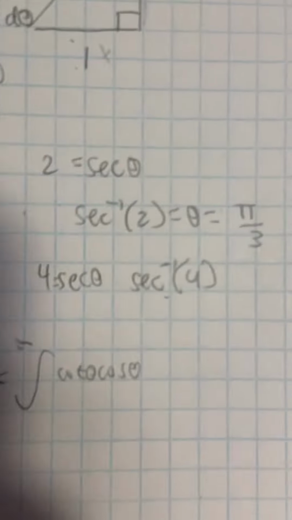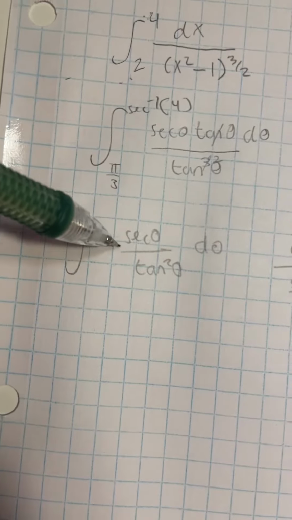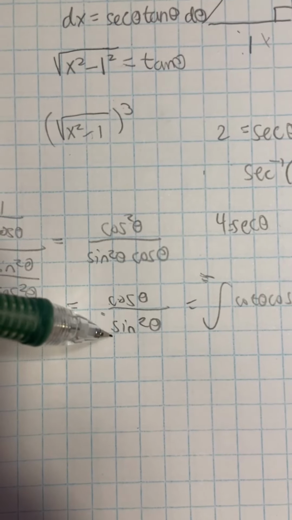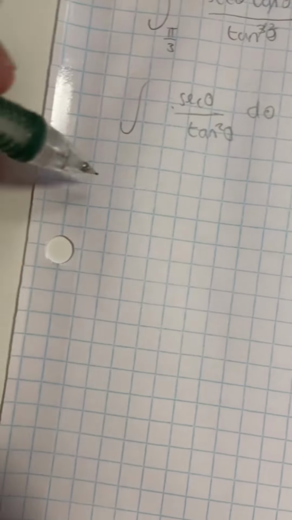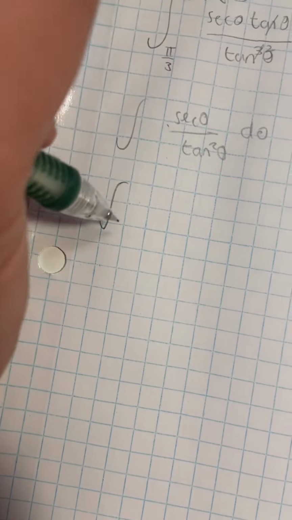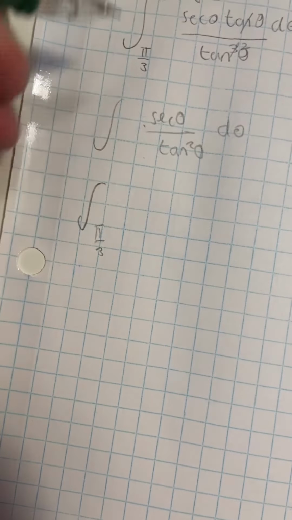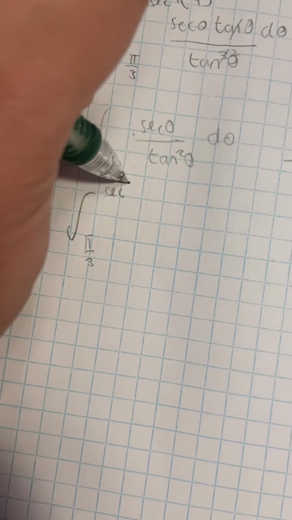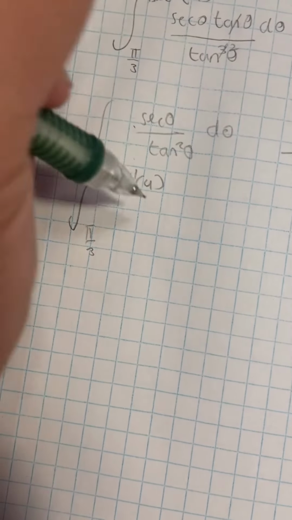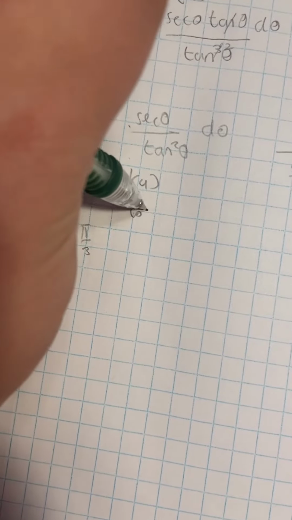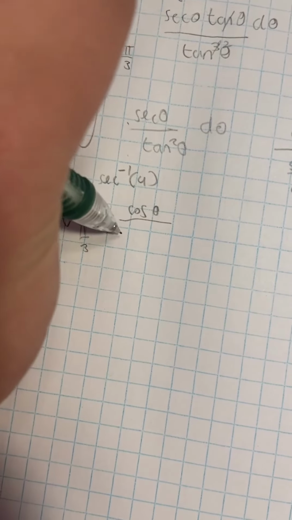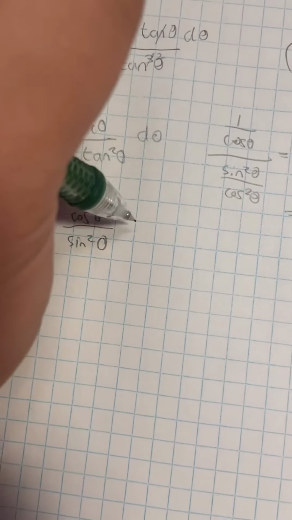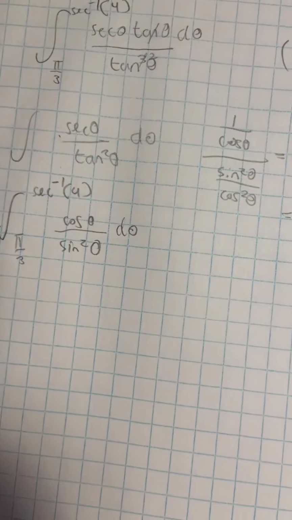So anyhow, we know we originally had secant theta over tan squared theta. It breaks down to cosine theta over sine squared theta. So we're going to rewrite this now in those terms. Our lower bound's pi over 3. The upper bound is the inverse secant of 4. And we're going to write that as cosine theta over sine squared theta, delta theta. Apologize for my handwriting.